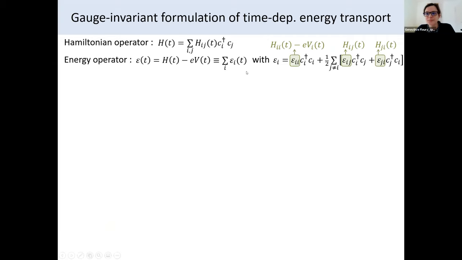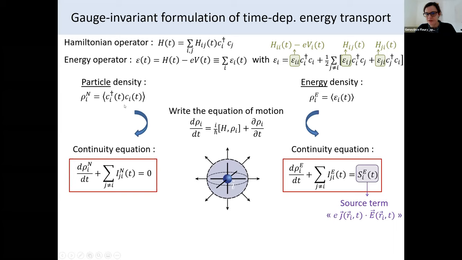So now let's derive the equations of motion. So I come back to the tight binding model, and I introduce the local energy operators epsilon I on site I given by this definition. So they are almost equal to the local Hamiltonian operators, except that the on-site term is renormalized that way because we have removed EV from the Hamiltonian. And so let's derive the equations of motion for the energy density and also for the particle density as a comparison. So for the particle density, we find this standard continuity equation, which tells us that the number of particles is conserved. So the variation of the number of particles in a small volume around the site I is given by the sum of currents flowing out of this volume.